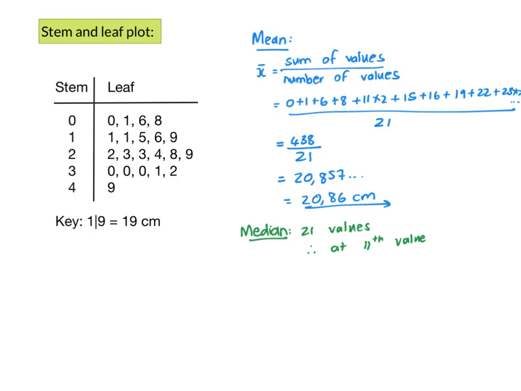So I count on my stem and leaf plot to get to the 11th value, which is there. So my median is 23. I usually check at the end to see that I've got an equal number on the left and the right.